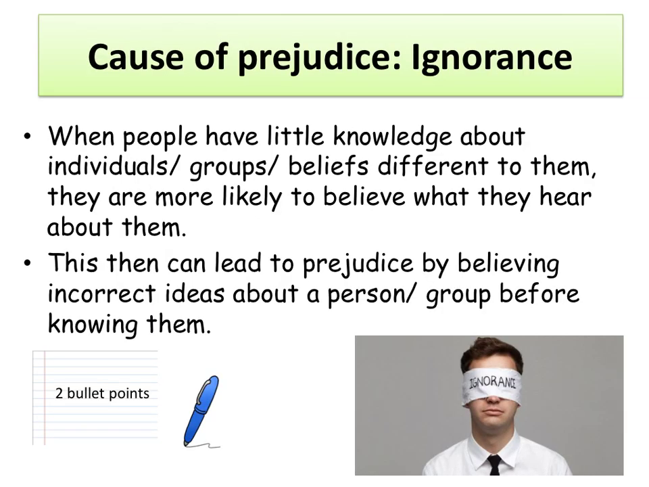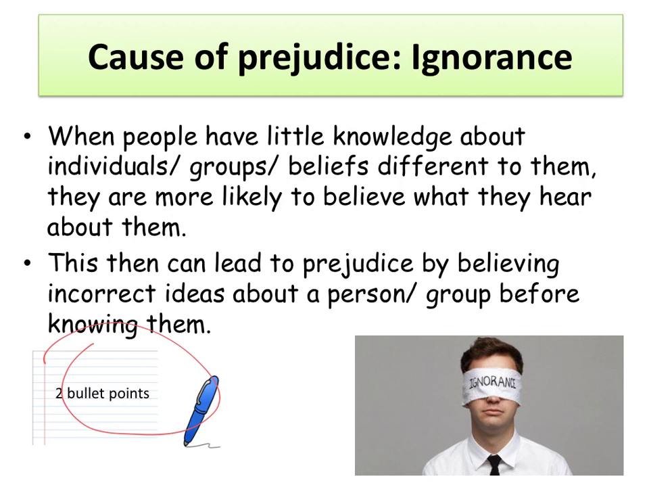The next cause of prejudice that we're going to look at is ignorance. Remember to make your bullet point notes whilst we talk about this, about what it is and why it would be a problem. Some people say that ignorance is the biggest cause of prejudice. Ignorance is when people have little knowledge about individuals, groups, or beliefs different to theirs. They're more likely to believe what they hear about them. This can lead to prejudice by believing incorrect ideas about a person or group before knowing them.